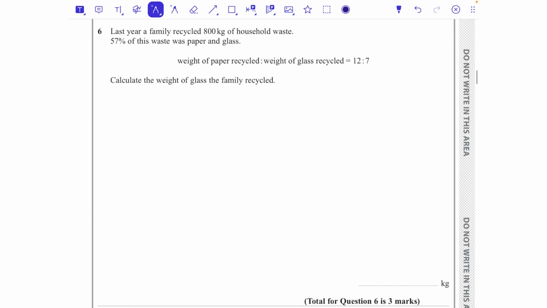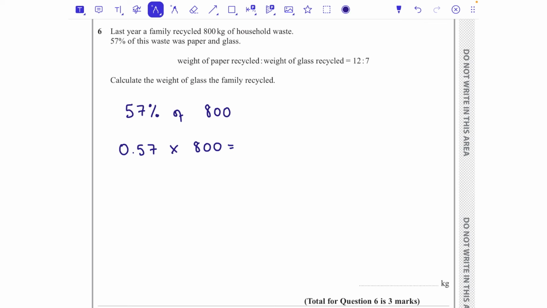Question number 6. Last year, a family recycled 800 kilograms of household waste. 57% of this waste was paper and glass. The weight of paper to the weight of glass was in the ratio 12:7. Calculate the weight of glass the family recycled. So first thing we want to do is work out 57% of 800. Now you absolutely can do 50%, 5%, 1%, 1%, add it together. But the easiest way, given that we've got a calculator, is to do 0.57 times 800 in my calculator. That is going to get me 57% of 800.